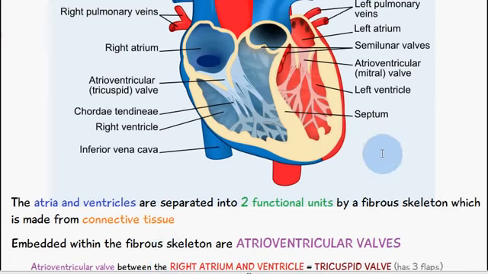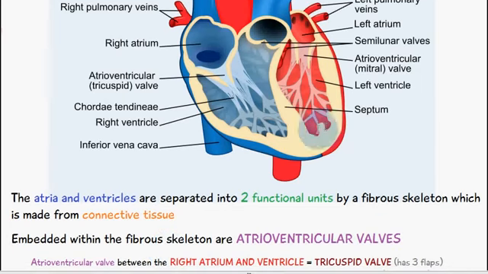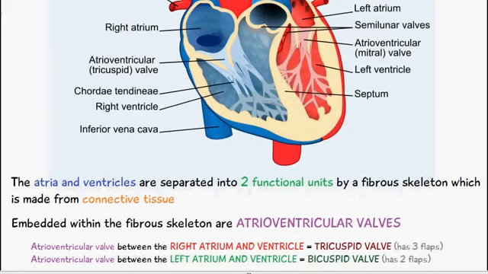Okay, so the atrioventricular valve between the right atrium, remember this side is the right side, the right atrium and ventricle is known as the tricuspid valve, and this has three flaps. You can't see it so well in this image, but when the valve is actually shut, it is quite clear that there are three components to the valve. On the left side, between the left atrium and ventricle, we have the bicuspid valve, which is also known as the mitral valve, and this consists of two flaps.